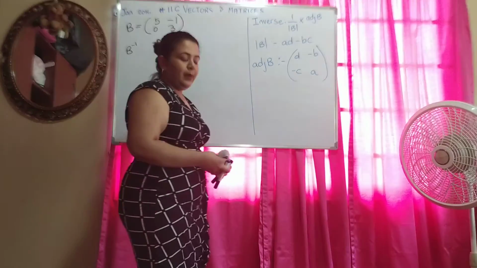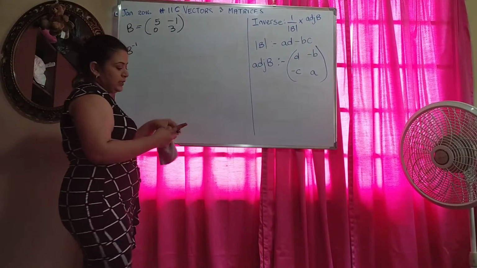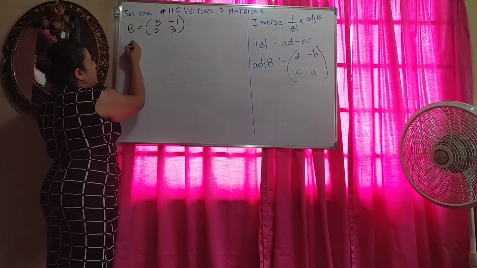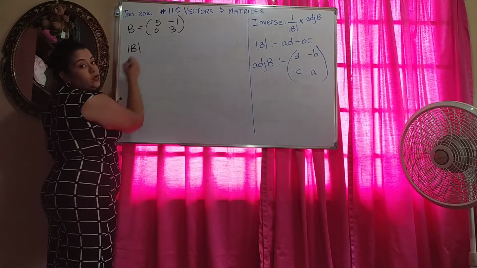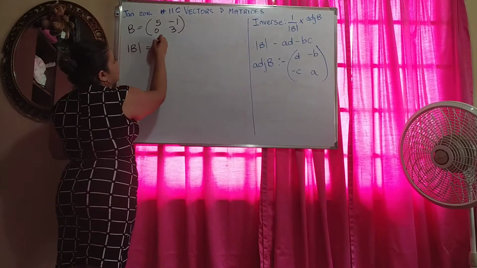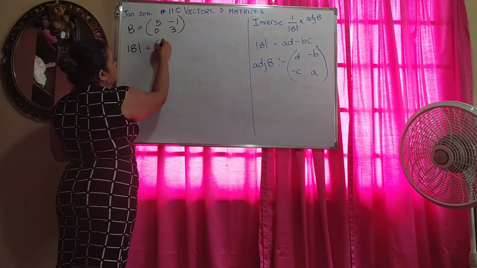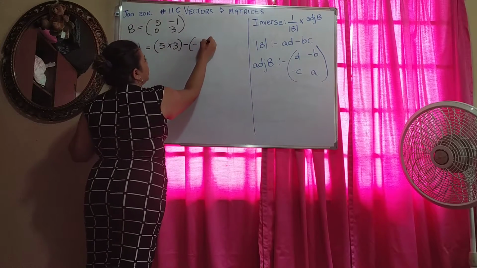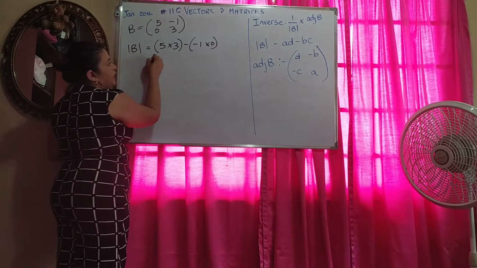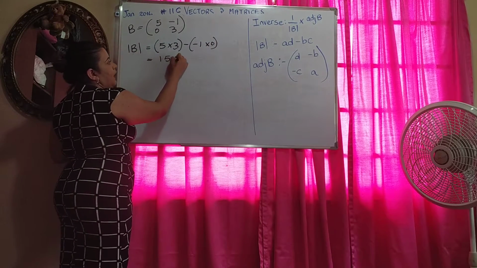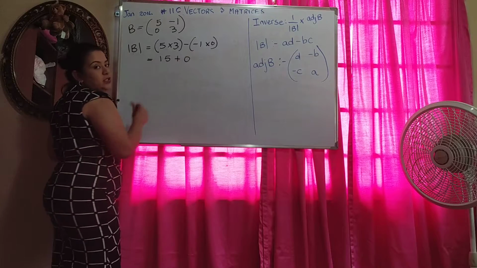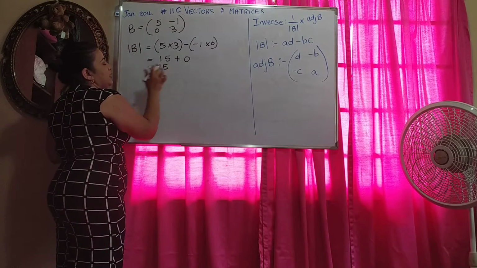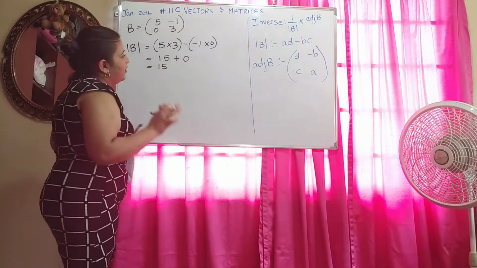So let's go ahead and apply that to this matrix B. So first I'm going to find the determinant of B. This is the notation, right? So it is AD, which is 5 by 3, minus BC. 5 3s are 15, plus 0, minus 1 by 0 is 0. So the determinant is simply 15.